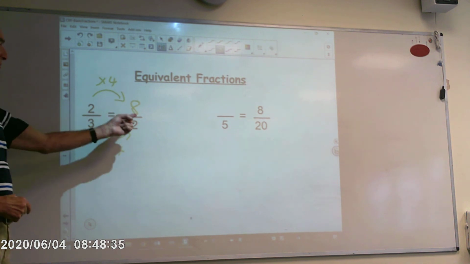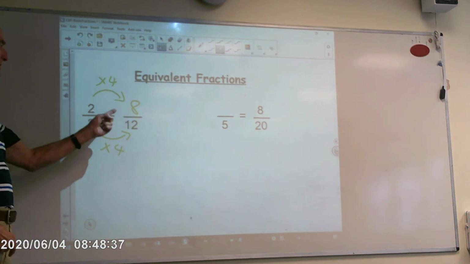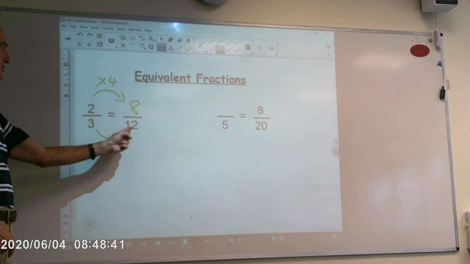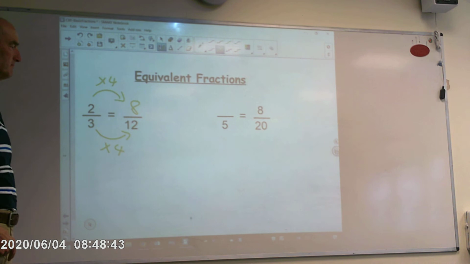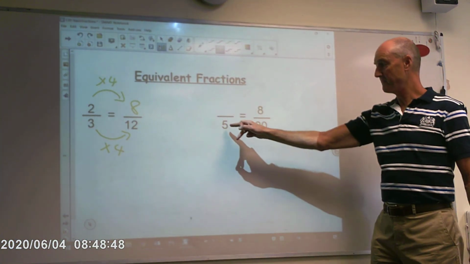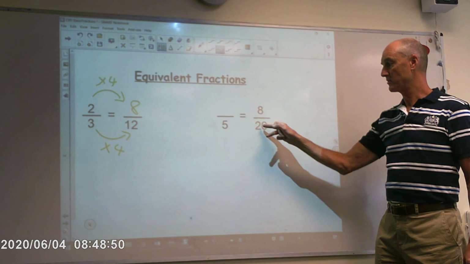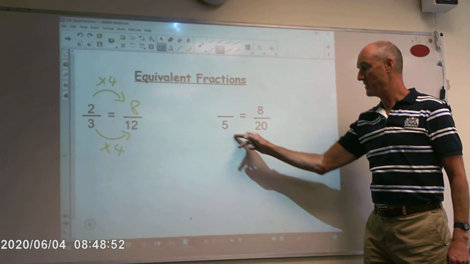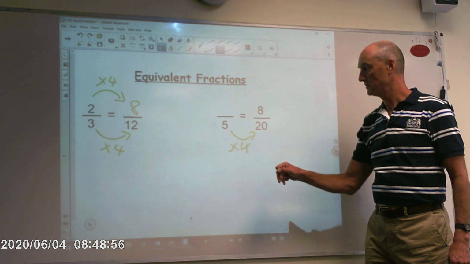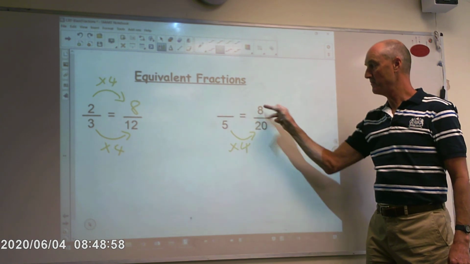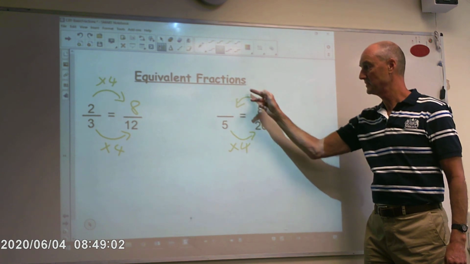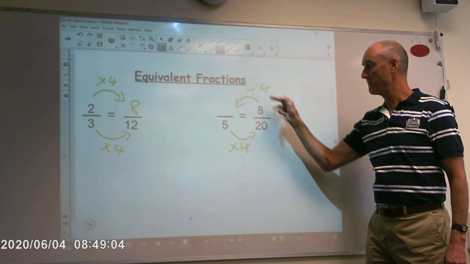And if we went back the other way, how many times does 4 go into 8? 2 times. How many times does 4 go into 12? 3 times. Similarly, what have I done to the 5 to increase it up to 20? Going that way, I've multiplied by 4. What do I have to multiply by 4 to get up to 8? Going back the other way, I divide by 4.